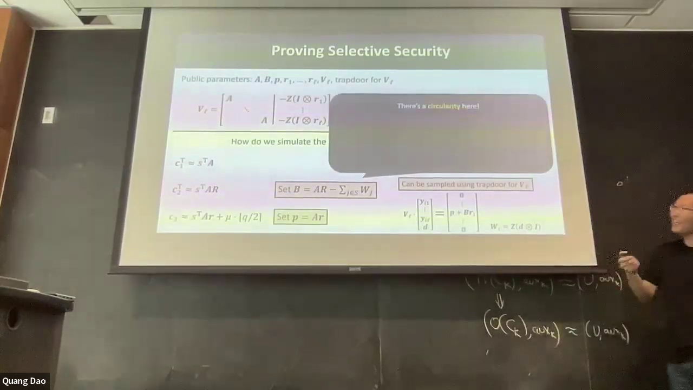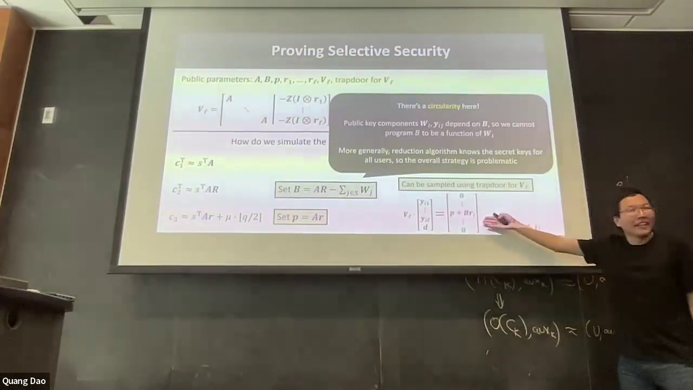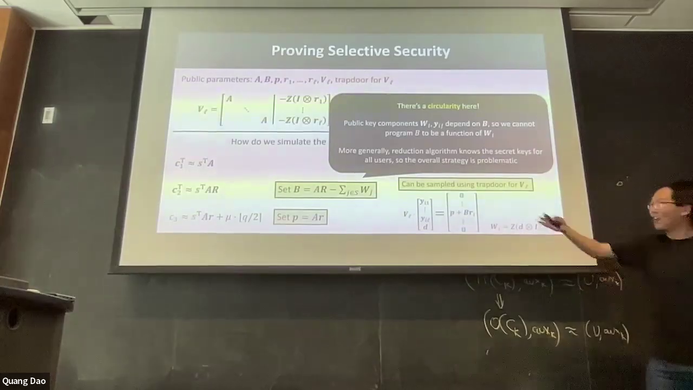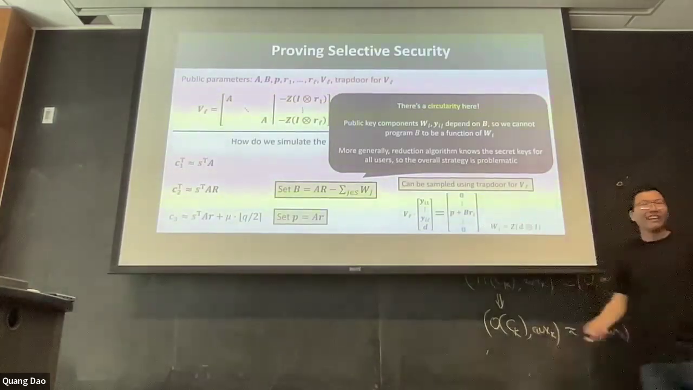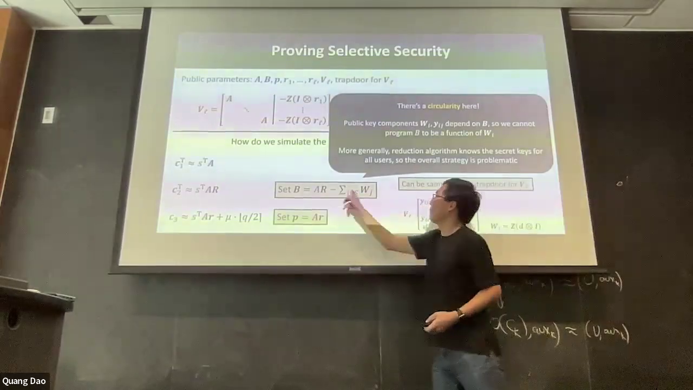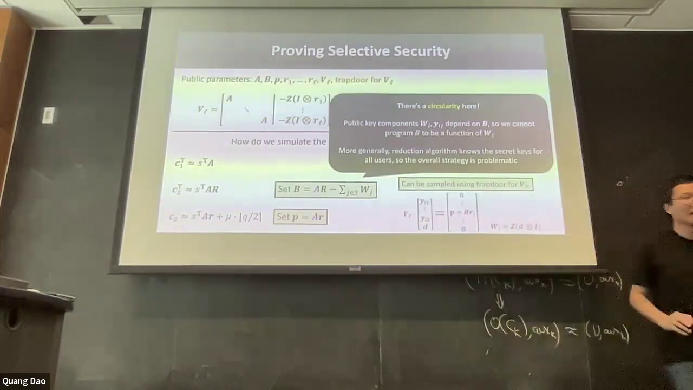And in some sense, what I'm telling you is way too good to be true, because I'm generating the public keys honestly. That means my reduction algorithm has the secret keys for all the users. So what's the point of the reduction algorithm? Somehow we have to break this circularity. We have this interdependence where B depends on the public parameters and the public keys depend on B. We have to choose one of them first.